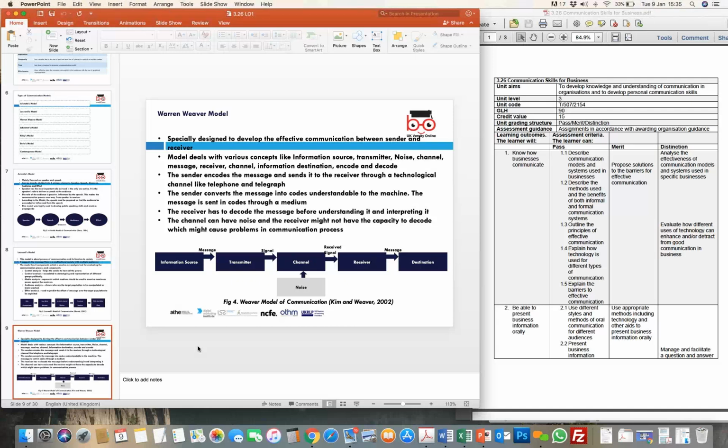The person who received it may not be the intended recipient. Say, for example, you send a fax, and it reaches the office, but the fax is meant for a particular person. So your PA or your secretary might pick it up. She might be the receiver, but the actual intended destination of that fax could be the manager or maybe the managing director, who needs to decipher that message.